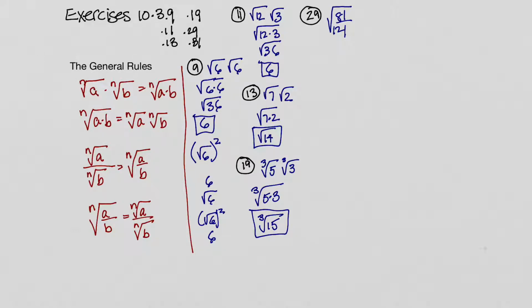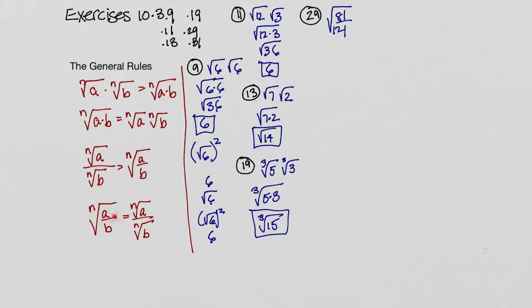And here in number 29, we've got the square root of 81 over 121. Now I'm going to go down here on the left. Just follow along here. What I've got is this one right here, right? I've got the nth root of a quotient. We have the square root of 81 over 121.